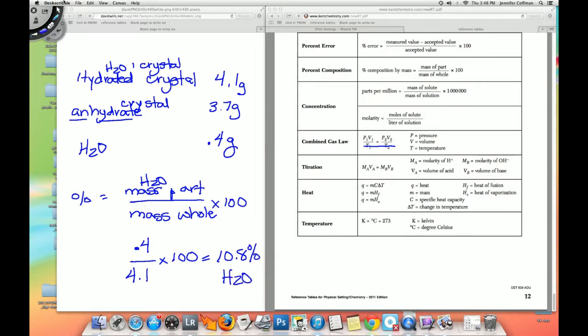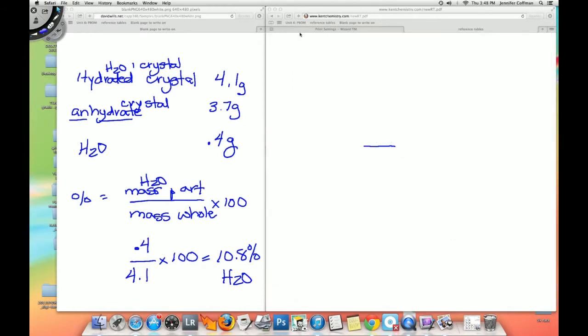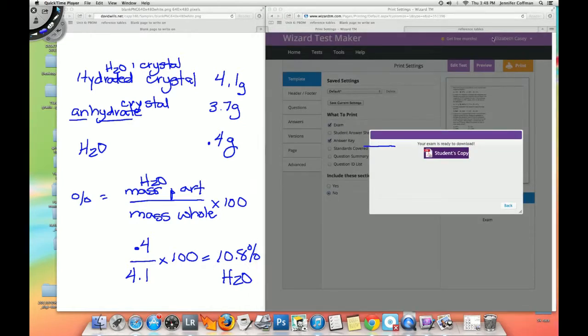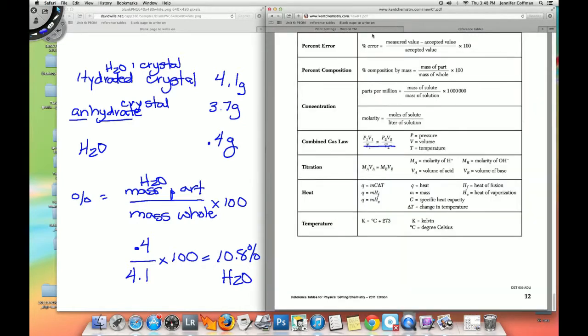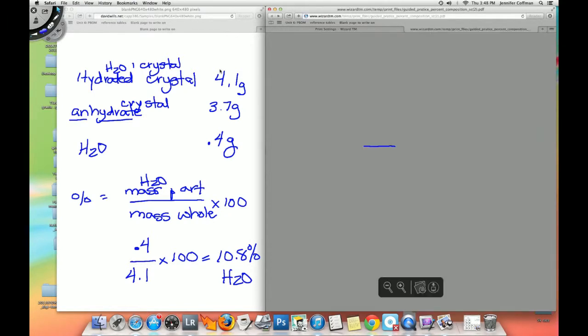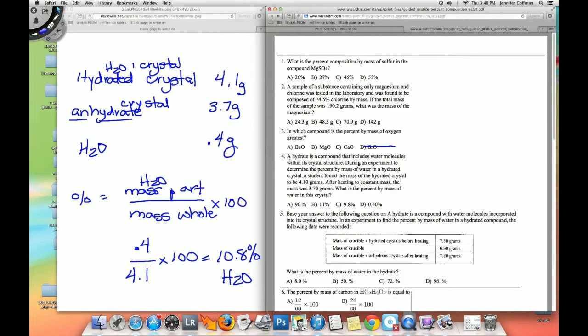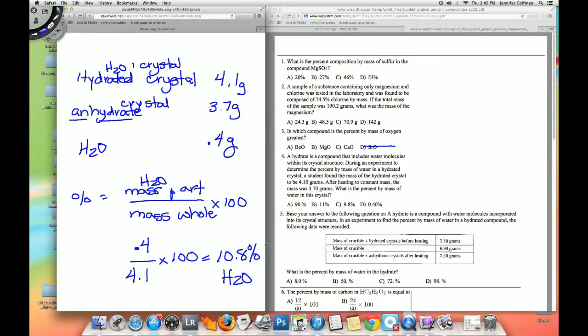Okay, let's go back to our question. Hopefully it's here. Okay, a hydrate, this is the question we were working on. We got 10.8% water, which is close to 11%, which is right here. Okay, I'm going to stop this and see if I can get my pen to work a little bit better, and we'll continue on here.